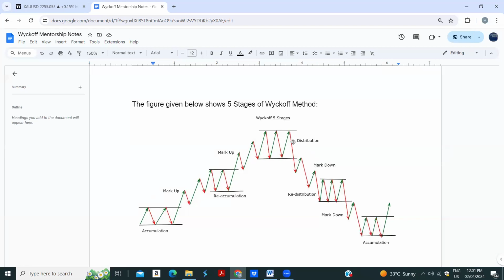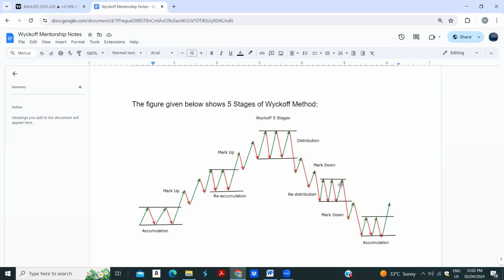During the markdown, the selling pressure is more than the buying pressure, and the supply is more than the demand, so the price moves down. Then after the markdown phase, we have a redistribution. In a redistribution, the smart money quietly redistributes the shares to the general market participants, and this process is quiet.